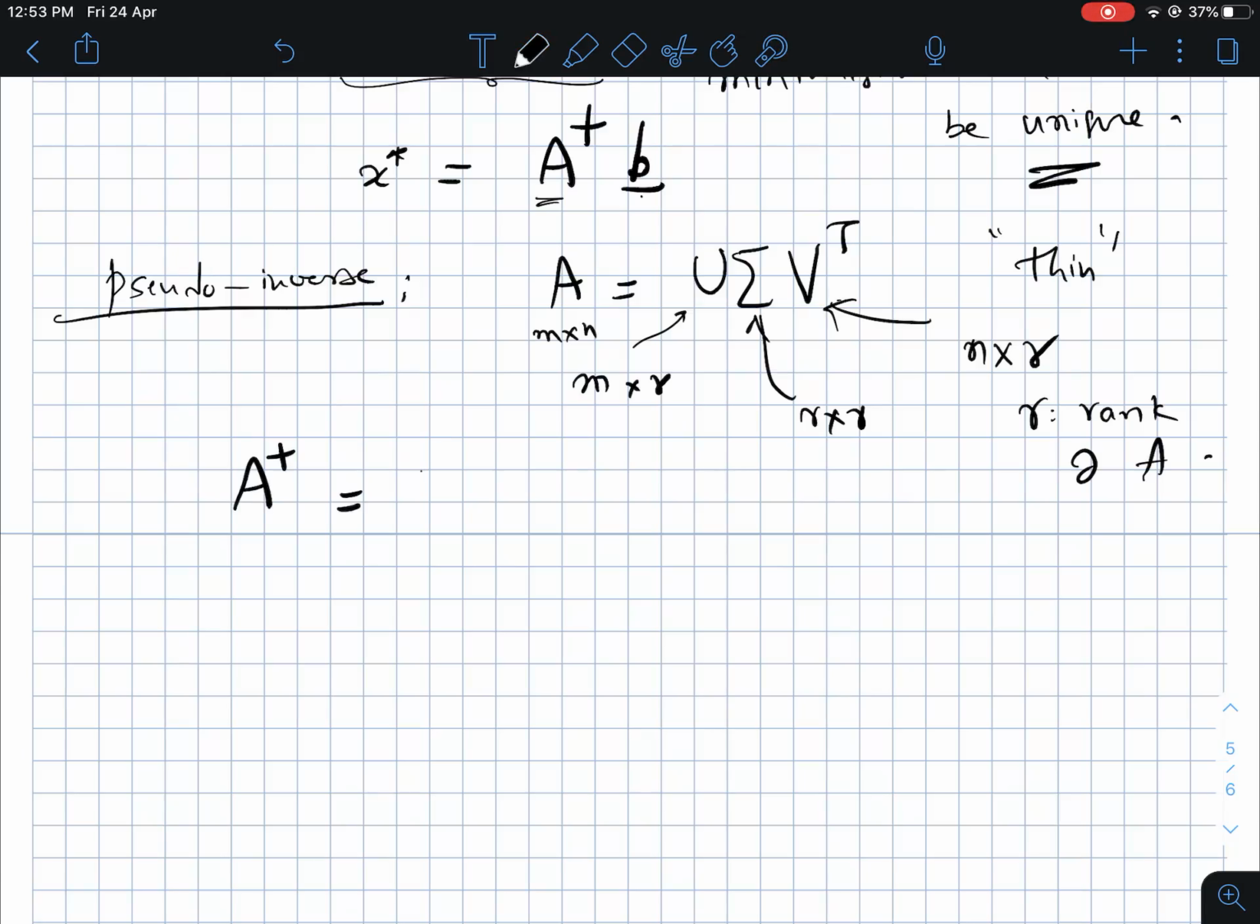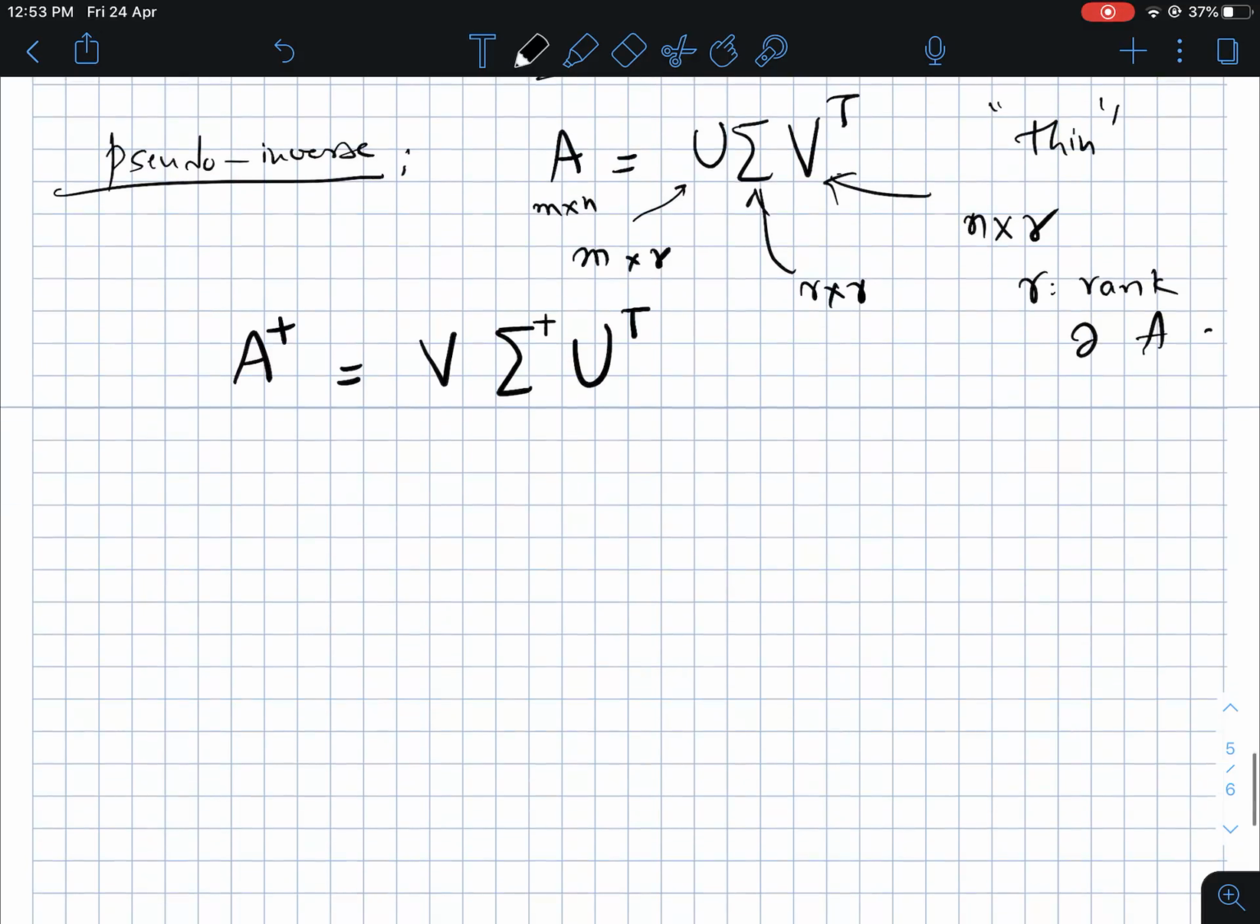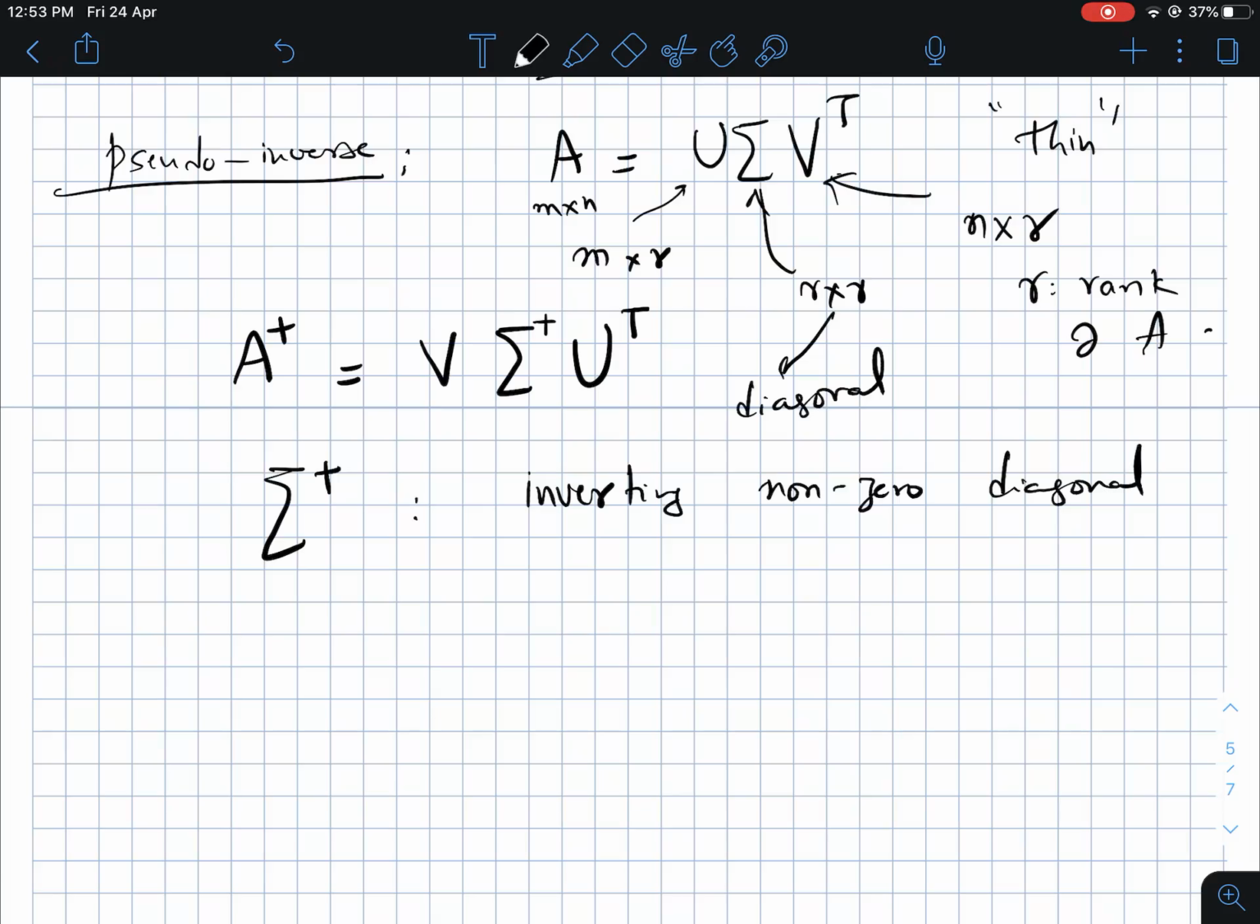So here, using the thin SVD, you can define the pseudo inverse to be equal to V times sigma plus times U transpose. Okay, and what is sigma plus? Sigma plus is obtained by inverting, so remember, sigma is an r cross r diagonal matrix, correct? Inverting the non-zero diagonal entries.